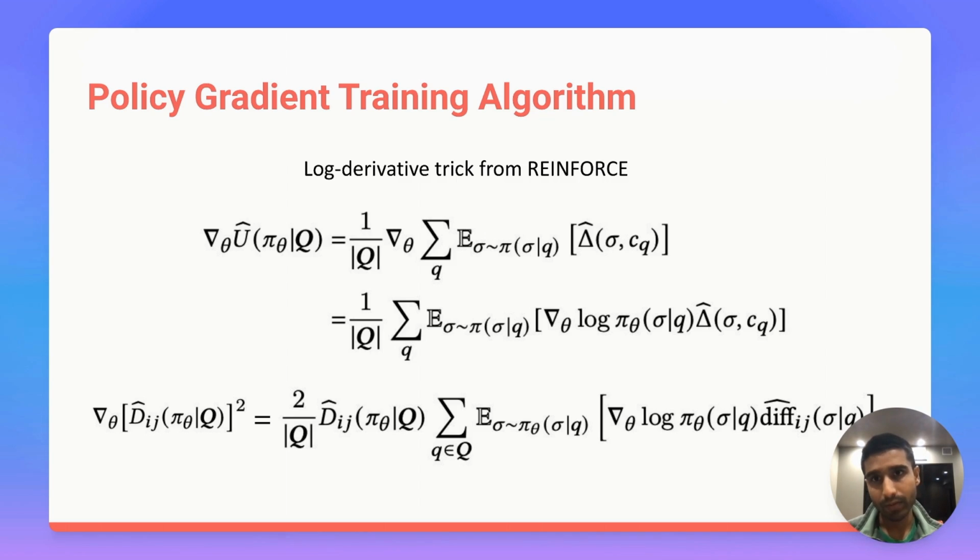However, it is intractable to compute the expectation of the utility estimate term and the disparity estimate term over the exponential space of rankings. To combat this, we use the log derivative trick of the REINFORCE algorithm to compute the gradient of these terms.